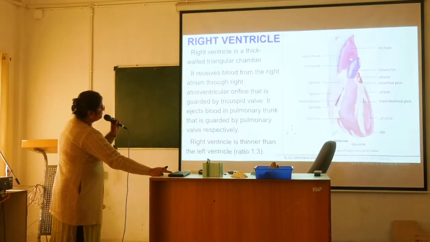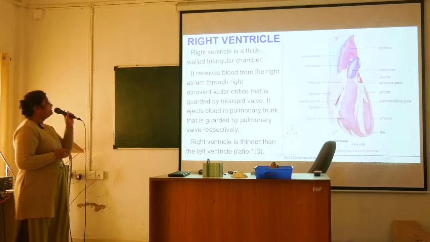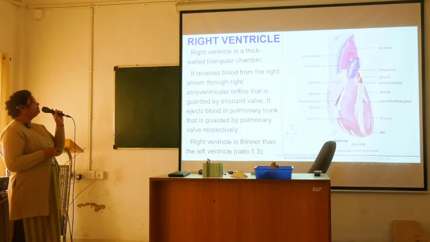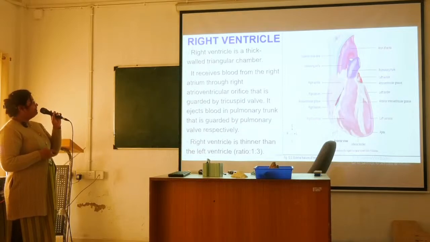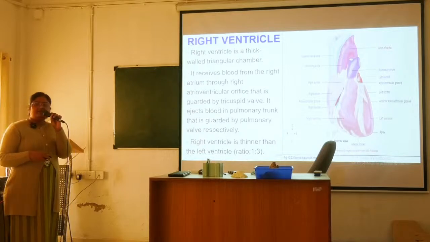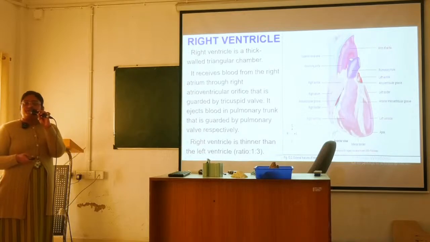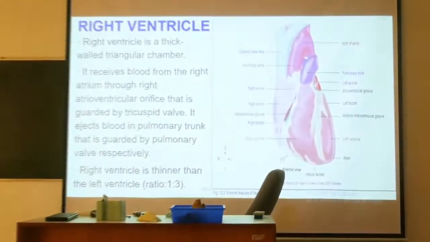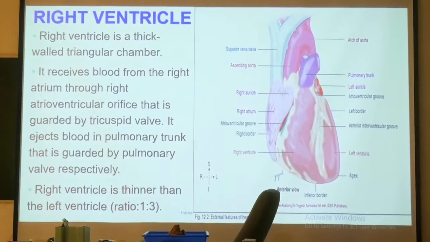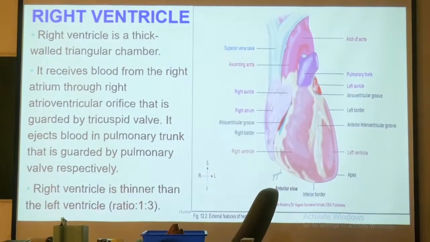Okay, so the right ventricle is a thick-walled triangular chamber, receives blood from the right atrium through the right AV orifice that is guarded by the tricuspid valve, and ejects blood into the pulmonary trunk guarded by the pulmonary valve. The right ventricle is thinner than the left ventricle. Okay, the wall thickness is less in the right ventricle, it is more in the left ventricle, because the left ventricle has to push blood into the systemic circulation. Okay, so the ratio is 1:3.